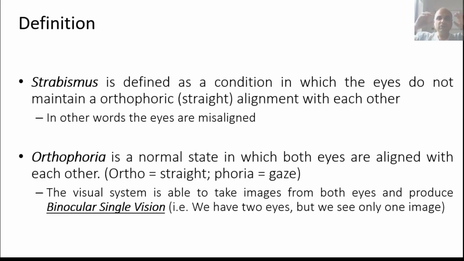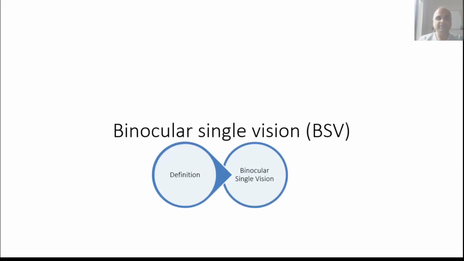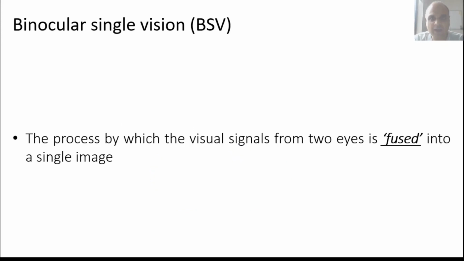And although your eyes are horizontally displaced, they are in the same horizontal plane. The visual system is able to take images from both eyes and fuse them together to produce something called binocular single vision, which in simple terms is we have two eyes but only see one image. Why is that? We'll talk about it next, and that is binocular single vision. This is the process by which visual signals from two eyes are fused into a single image.